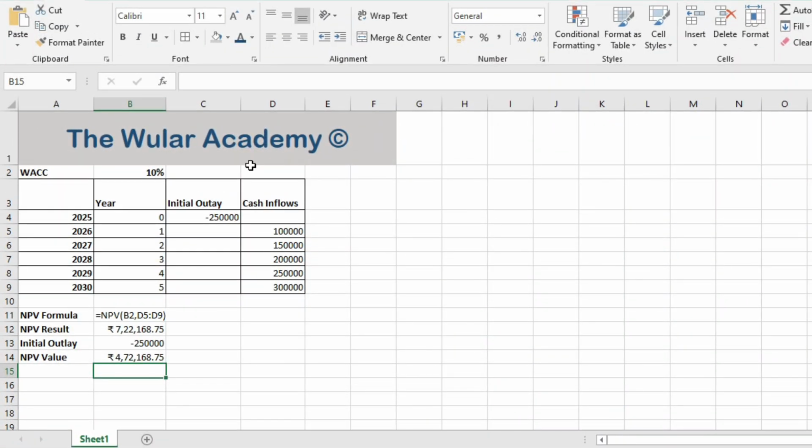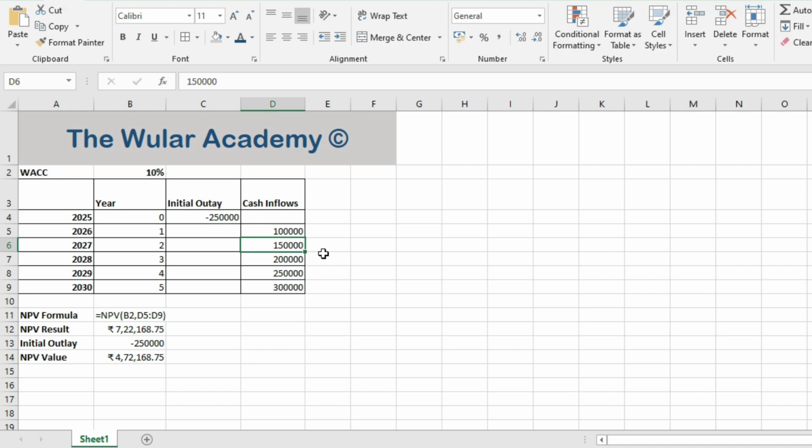So having understood how easy it is to calculate the net present value in Microsoft Excel, there is a word of caution here. The word of caution is that the net present value function assumes that cash flows are happening at the end of each time period. That means this 1 lakh rupees, it is assumed by this NPV function that it is happening at the end of year 2026. Similarly, this 1,50,000 is happening at the end of year 2027.